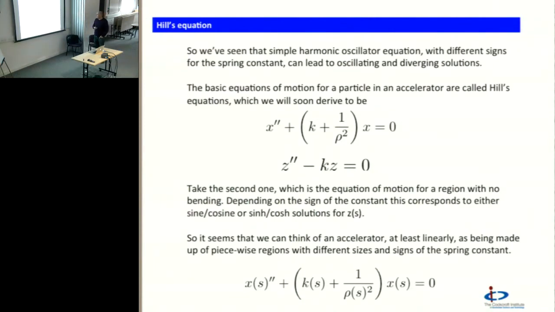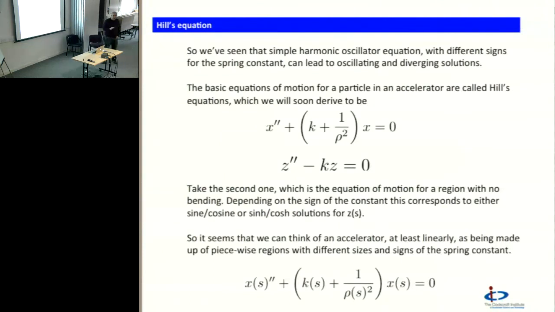So we're going to derive these after coffee. We'll take the second one, the equation of motion for a region with no bending. I can choose k to be positive or negative, so by choosing different quadrupoles, I can have focusing in the vertical plane or defocusing as I choose to have in my accelerator. So an accelerator is built of regions of differing signs of k, giving us, hopefully, oscillating motion in both planes. We can achieve that. I've just shown them to you, and we'll derive them after coffee, but it's really just the pendulum equations.